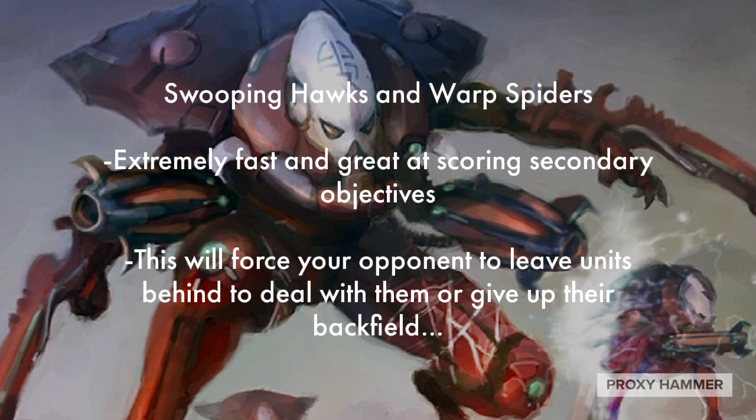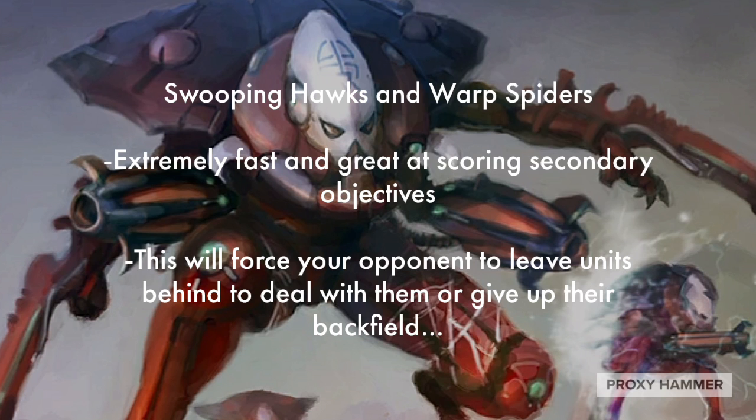Swooping Hawks possibly getting into their backlines, and as a result, they're most likely going to keep something behind to deal with them, whether that be just a squad of 5 intercessors or anything like that. And this can be really detrimental. I mean, it may not seem like it, but keeping your opponent's units in the backfield is a way to control the board, right? Normally, something small can guard an objective.